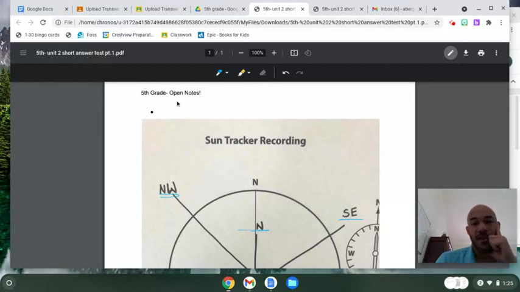Then, as you can see right here, it is open notes. I will be posting these pictures to Google Classroom as well, so if you want to have something to look at, you can use these. But you may use your notes for this part of the test. So hopefully you took notes.